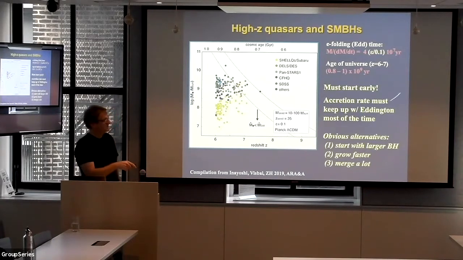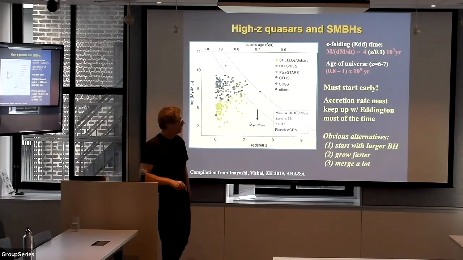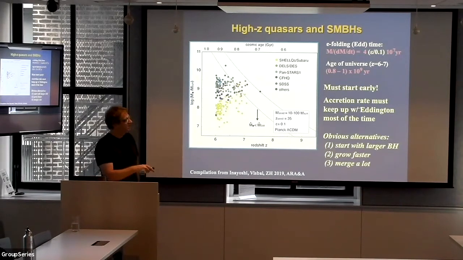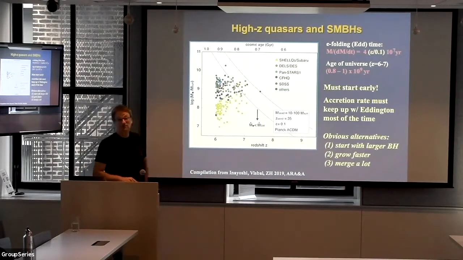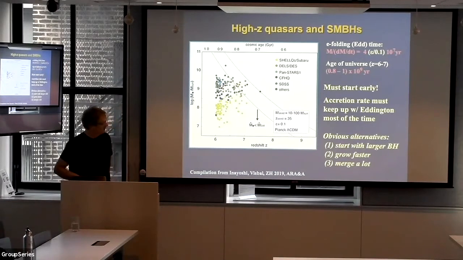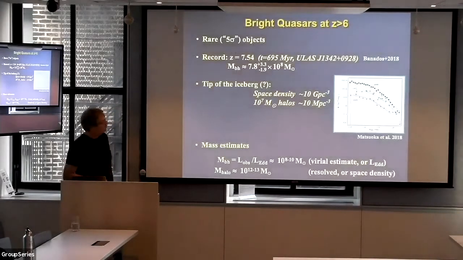So this mostly just tells you that these black holes probably have their origins very early on, and it is probably not plausible to continuously accrete uninterrupted throughout the history of the universe. And so there are obviously 3 alternatives. Start with a more massive black hole, not a stellar mass black hole, grow faster above the Eddington limit, or merge a lot, and then you can grow faster. Now I just want to say a few more things.